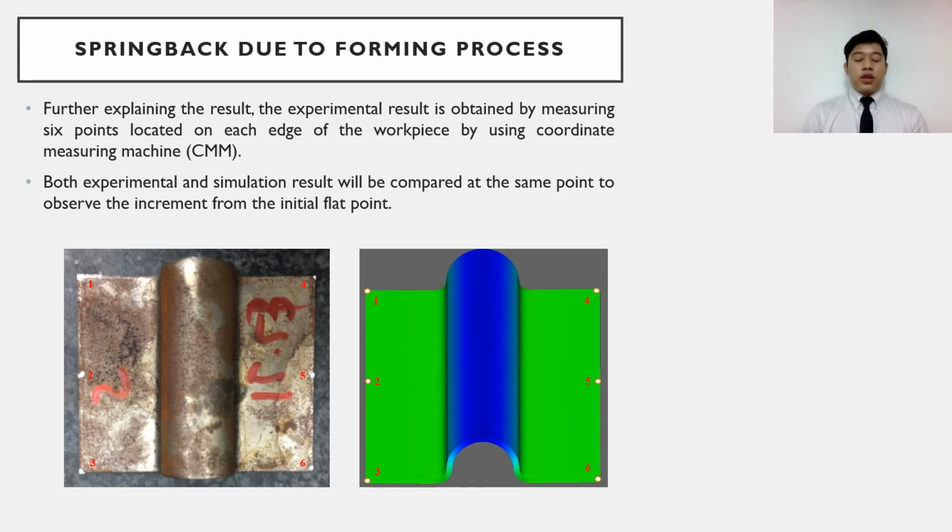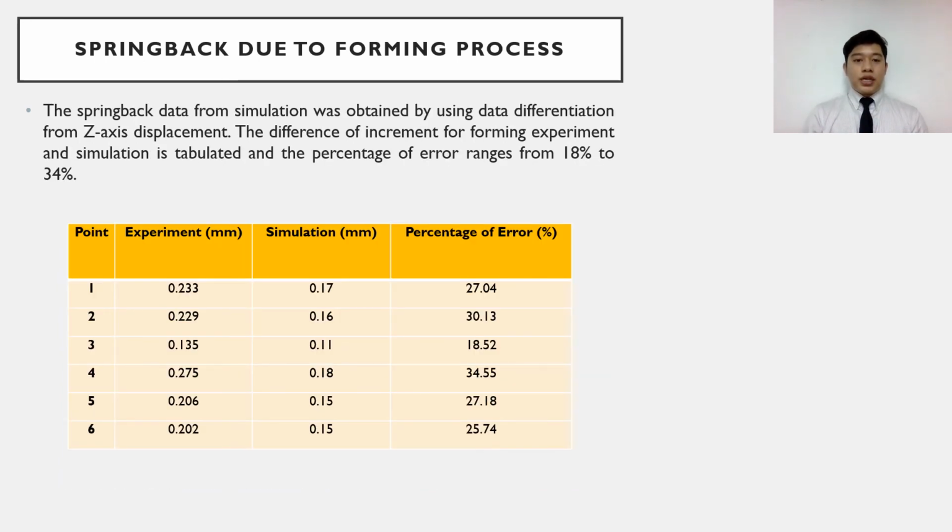To further explain the result, the experimental result was obtained by measuring 6 points on each edge of the workpiece using a CMM. Both experimental and simulation results are compared at the same points to observe the increment from the initial flat point. These are the results for the 6 points, where the percentage of error ranges from 18% to 34%.